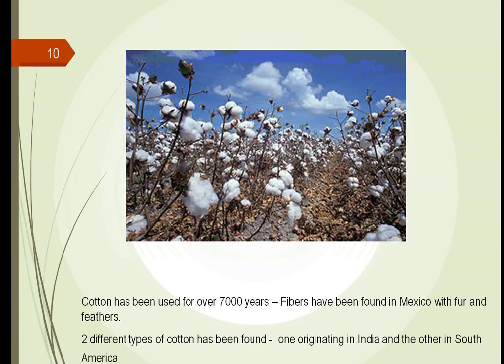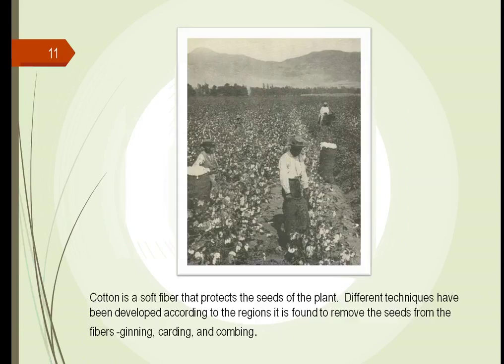One of the first plants that has been used for our clothing has been cotton. We have found archaeologically fibers in Mexico from at least 7,000 years ago. It seems that two different types of cotton have been found, one that originated in India and the other in South America. If you look here, you can see these white things in the pictures, and these are masses about half the size of your fist, and they're filled with the fibers as well as hundreds of seeds.